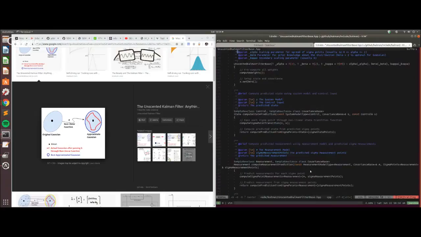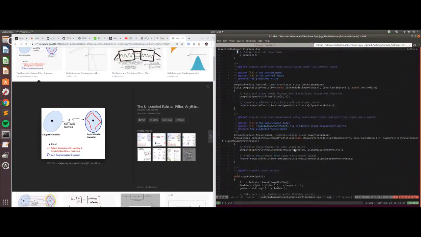Similarly, for the measurement prediction, we're going to do pretty much exactly the same thing, except instead of using the process model transformation, we're going to use the measurement model transformation, and we're going to use sigma measurement points, where sigma measurement points are the points that are sampled now in the measurement domain.